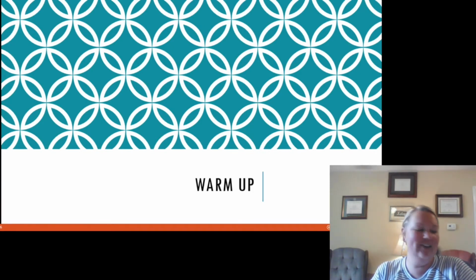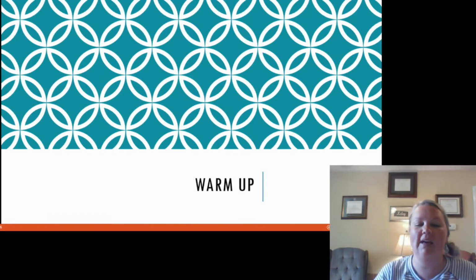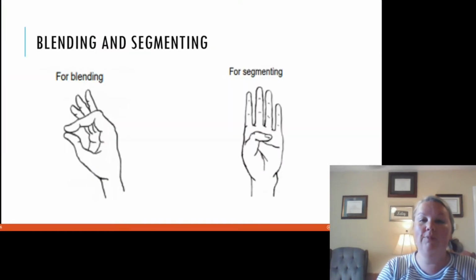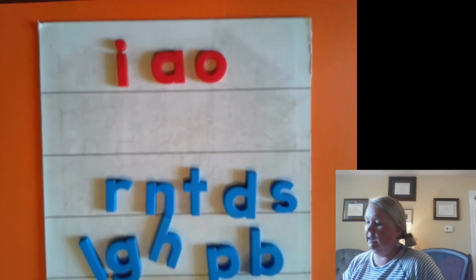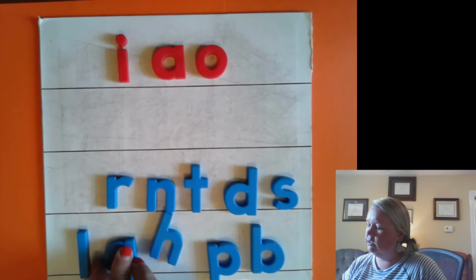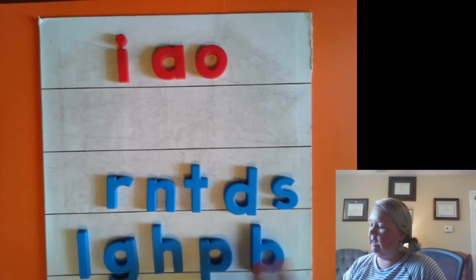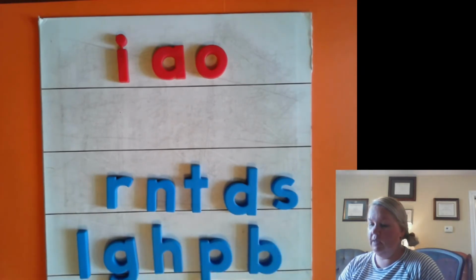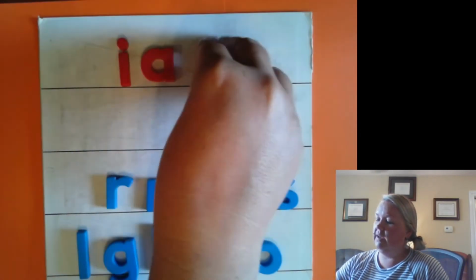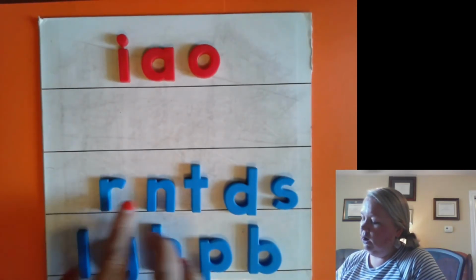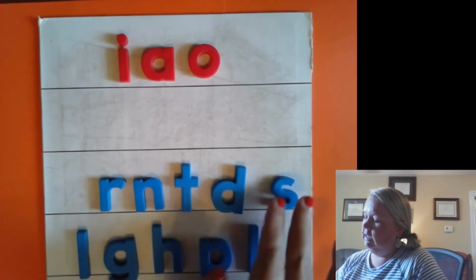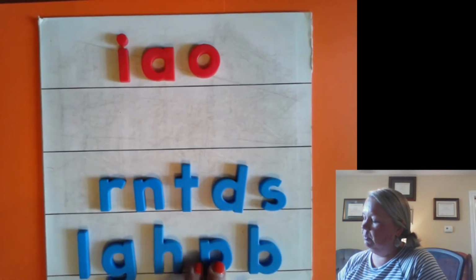Very good, very good. I can see some of you really dropping that mouth so that you could make those sounds exactly like you needed to make them. Very good. Now, I feel all warmed up. I hope that you do as well. In order to do some chaining, you all will need your magnetic letters or your letter cards that you got out at the beginning of the lesson. You need your vowels I, A, and O, and you need consonant letters R, N, T, D, S, L, G, H, P, and B.